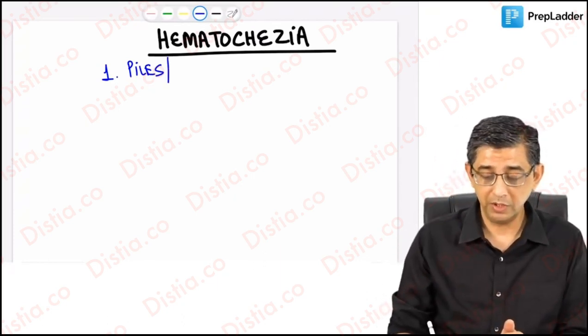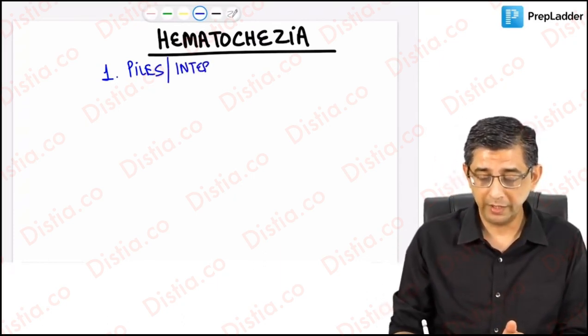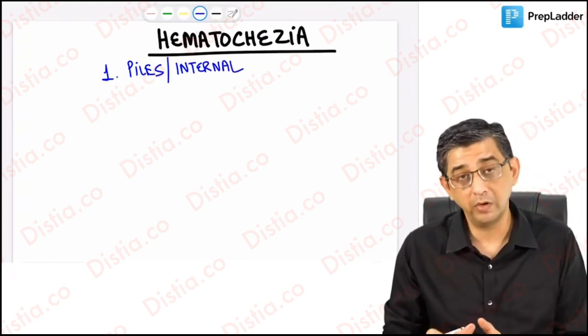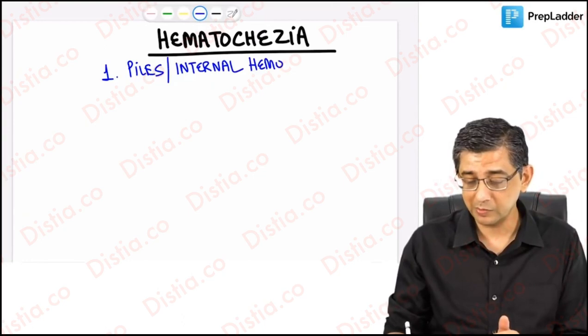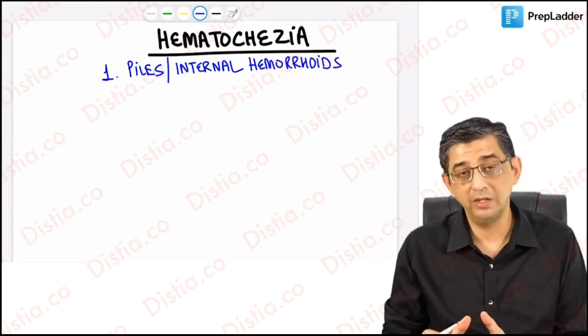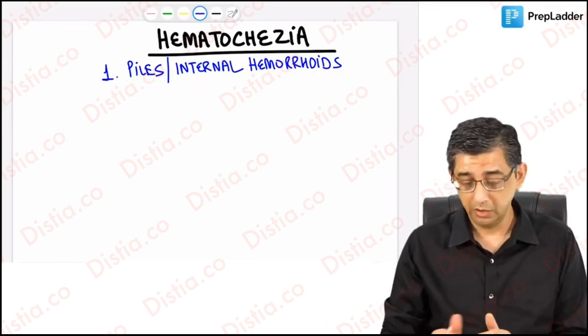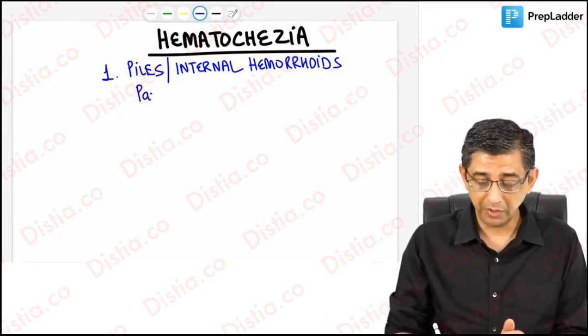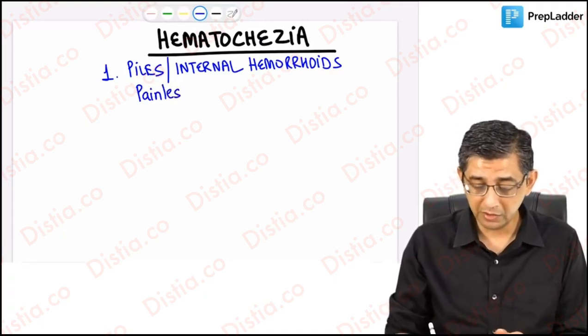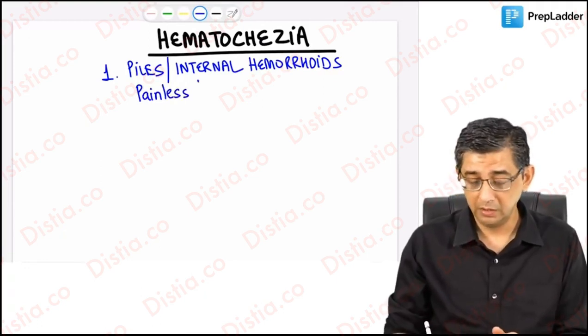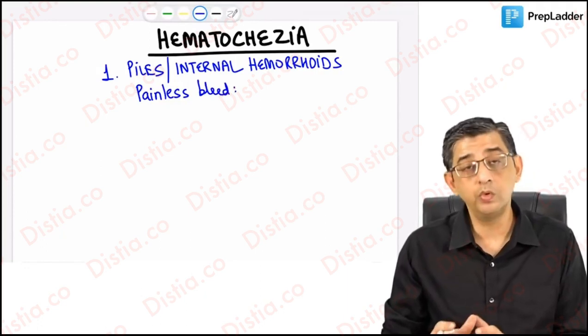You are aware from surgery that hemorrhoids are of two varieties, that is external and internal hemorrhoids. We are discussing here internal hemorrhoids, which are responsible for painless bleeding that will occur post defecation. You see, external hemorrhoids are horribly painful. But when it comes to internal hemorrhoids, this is going to be a painless bleed. The bleed will, however, occur post defecation.